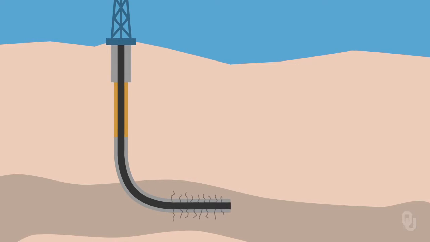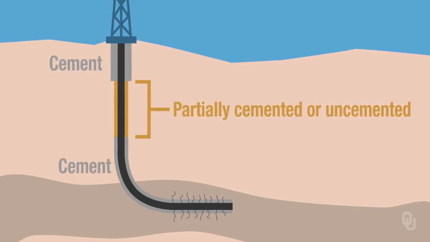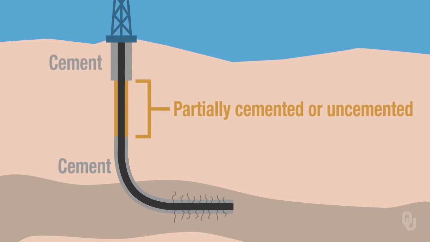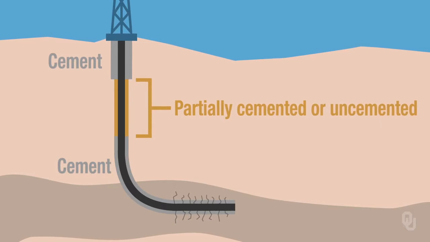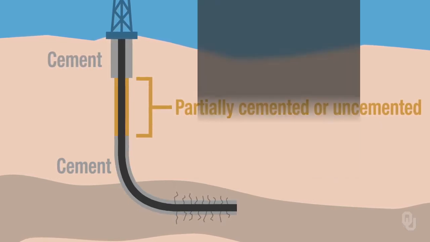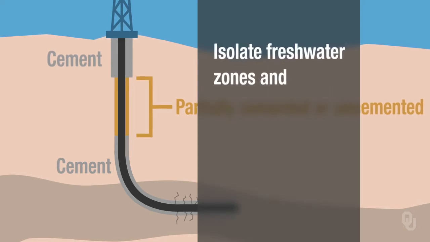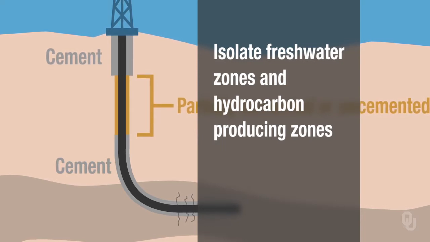The next graphic depicts where cement may be applied depending on the formation, the operator, and the state regulatory requirements. Obviously, where the well is fully cemented provides the most protection. Generally, the idea is to isolate freshwater zones and hydrocarbon producing zones from the well to protect freshwater zones in the formation. There may be more than one freshwater aquifer in the formation that needs to be protected.